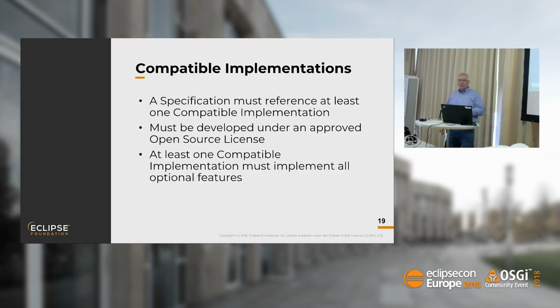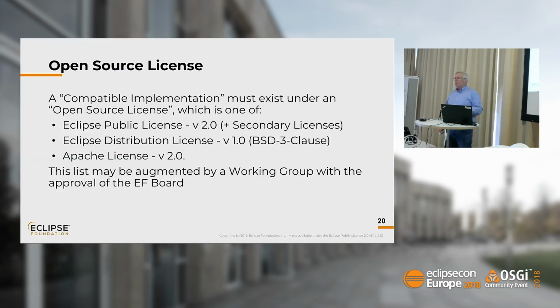So compatible implementations. You have to be able to demonstrate that there's at least one. Again, it has to be under an open source license, and we think that's important. So before the spec is done, there has to be an open source implementation. There can be other ones. Proprietary implementations are perfectly fine, but you can't claim the spec is final based on one of those. And as I said earlier, at least one compatible implementation has to implement all the optional parts.